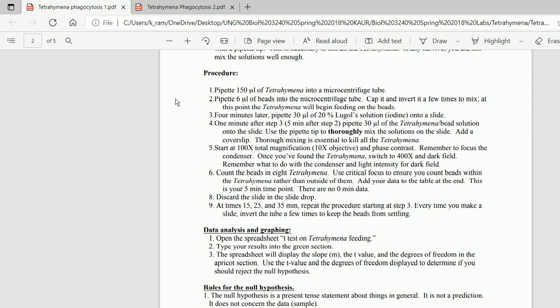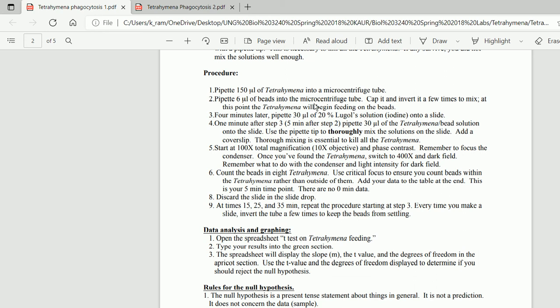At the 5th minute, you have tetrahymena with the dye in the tube. After 1 more minute, because at the 4th minute you added the iodine solution on the slide, you are going to take 30 microliters of that mixture of tetrahymena and the dye and add it to the 30 microliters of iodine which is on the slide.